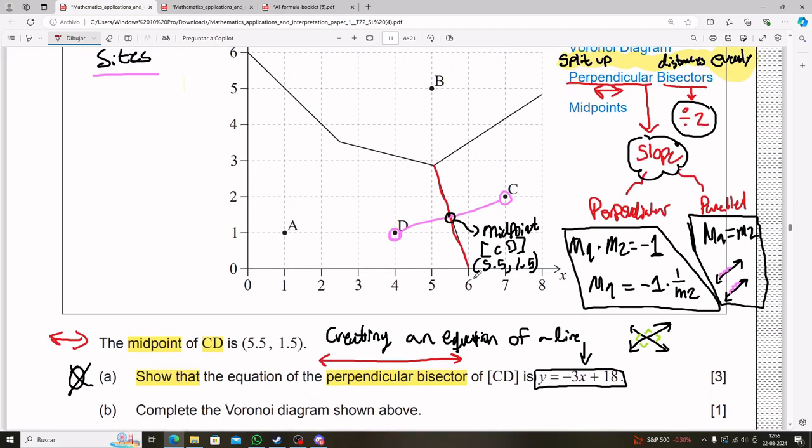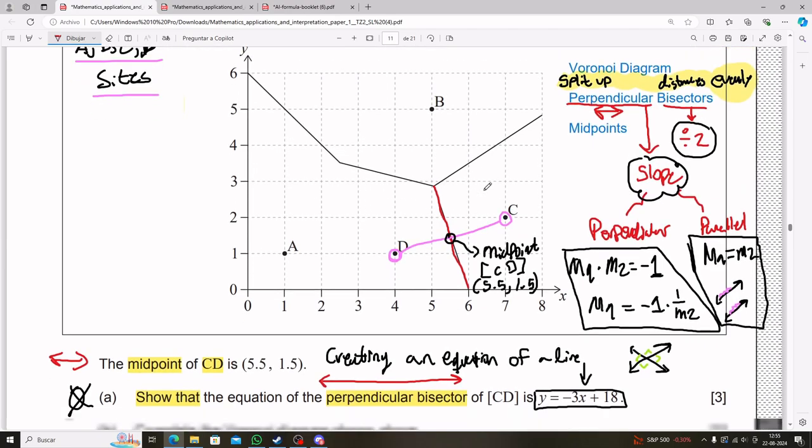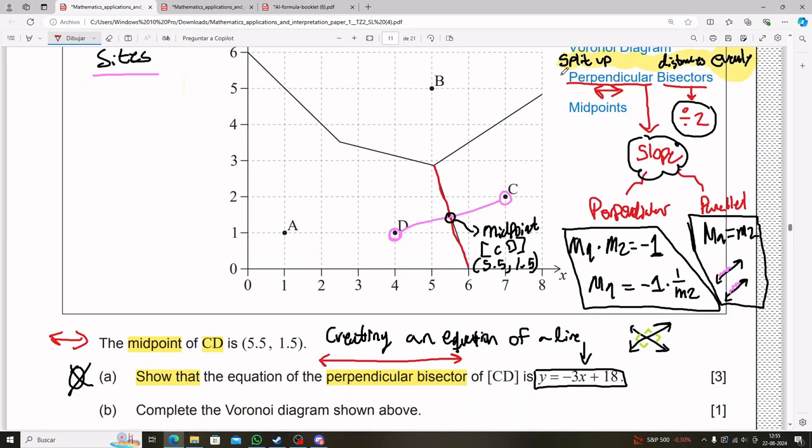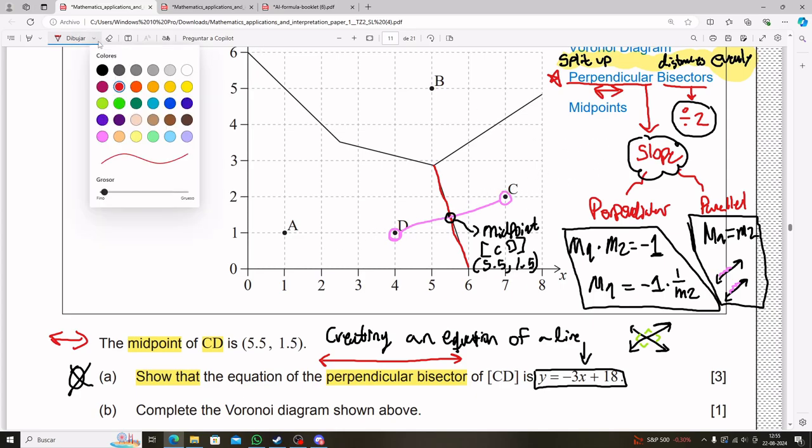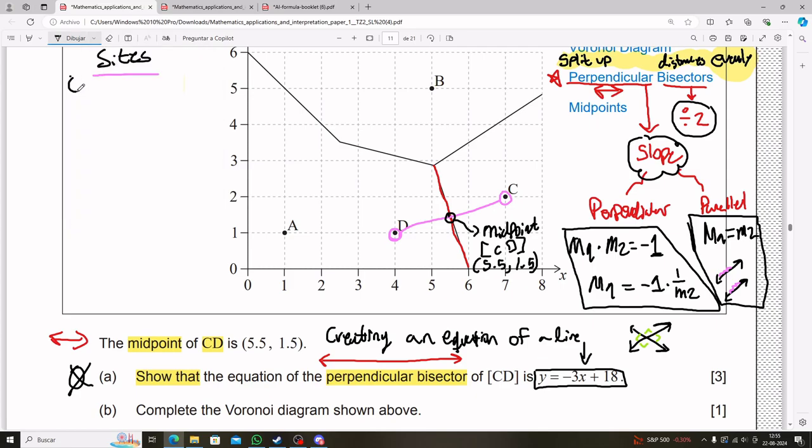Well, remember, and this is usually the procedure you have to do actually. Remember the line in red is a perpendicular bisector. So if it's a perpendicular bisector, it has the perpendicular slope to the line that's in pink. So the next question is, can you get the slope of the line that's in pink? You can.